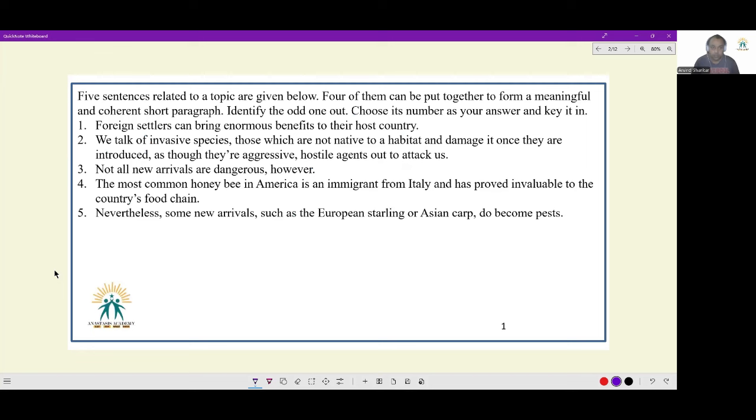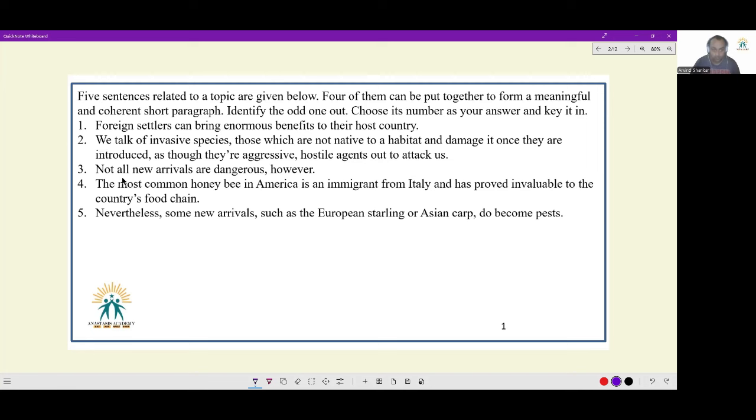Foreign settlers can bring enormous benefits to their host country. We talk of invasive species, those which are not native to a habitat and damage it once they are introduced, as though they are aggressive, hostile agents out to attack us. So 1 and 2 talk of diametrically opposite ideas. 1 talks of foreign settlers bringing benefits. 2 talks of invasive species which are not native to a habitat and damage it once they are introduced, as though they are aggressive, hostile agents out to attack us. So they are negative, they are positive.